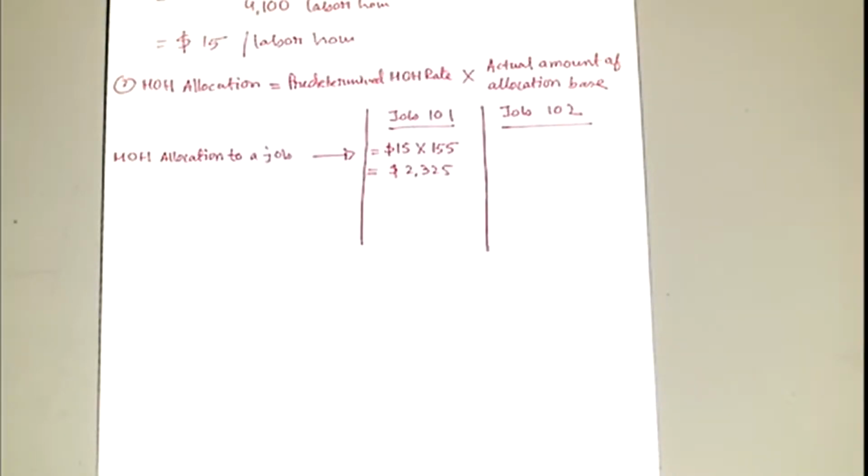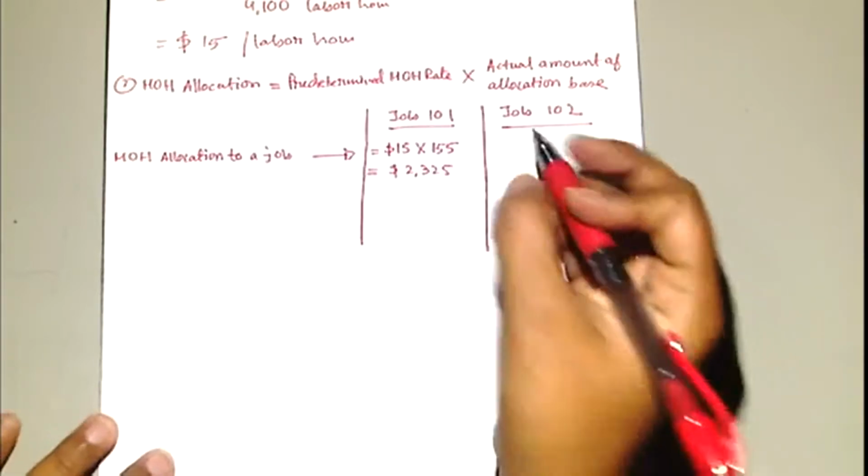So this is our rate that you just calculated. For job 101, your labor worked 155 hours. So if you multiply, this is a dollar sign, $2,325 is your manufacturing overhead allocation. Now for job 102, who can tell me?